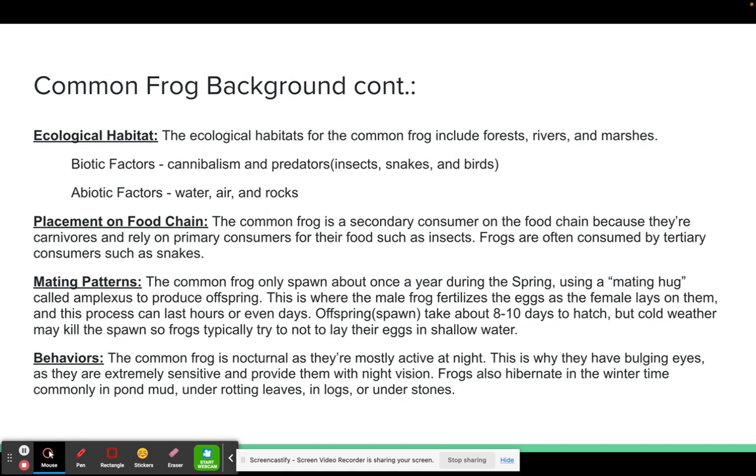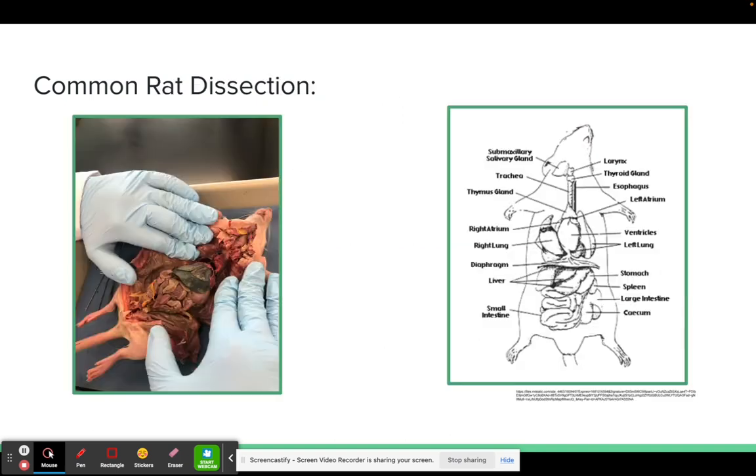The frog is nocturnal, as they're mostly active at night, and this is why they actually have bulging eyes, which are extremely sensitive and provide them with night vision. In addition, they also hibernate in the wintertime, usually in pond mud, under rotting leaves, logs, or underneath stones.